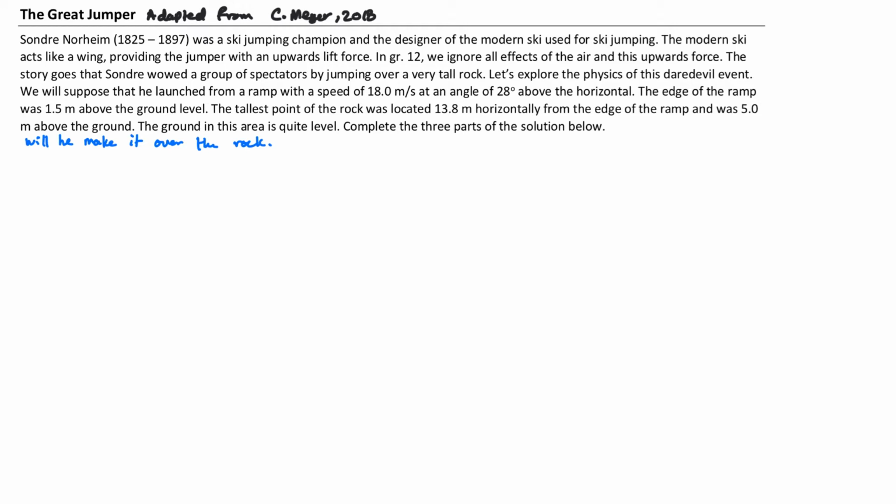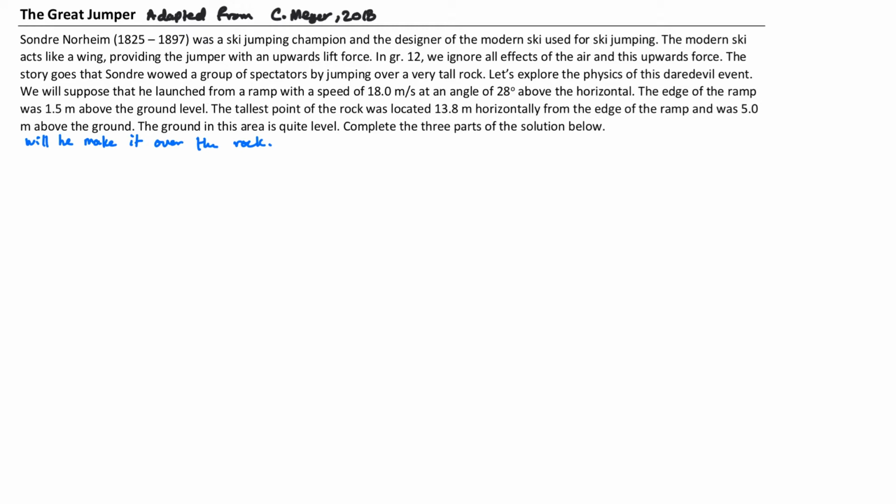The story goes that Sonder wowed a group of spectators by jumping over a very tall rock. Let's explore the physics of this daredevil event. We will suppose that he launched from a ramp with a speed of 18 meters per second at an angle of 28 degrees above the horizontal. The edge of the ramp was 1.5 meters above the ground level.